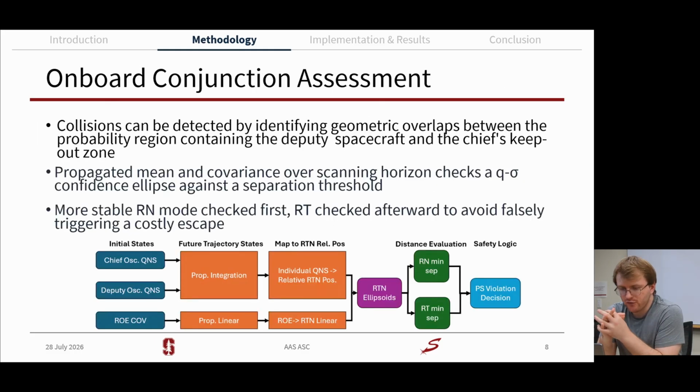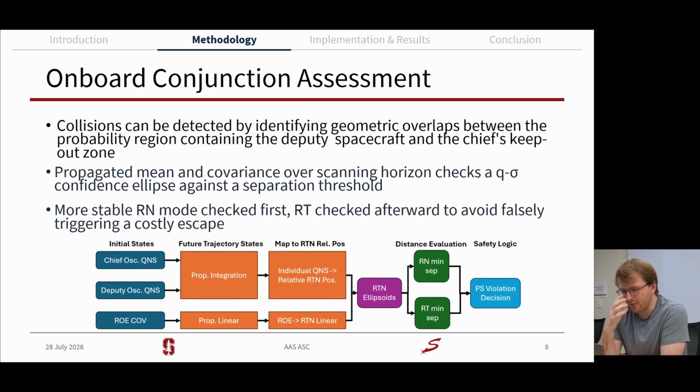To do onboard conjunction assessment, we can identify likely regions of the relative position of the spacecraft, and we can identify when they overlap with a specified keep out zone. We can do this specifically by propagating the relative state covariance in ROE space, which is a very efficient propagation, and a single integration of the absolute state of the spacecraft to get a fairly accurate estimation of the confidence interval likely to contain a deputy in the RN plane or the RT plane, checked separately.